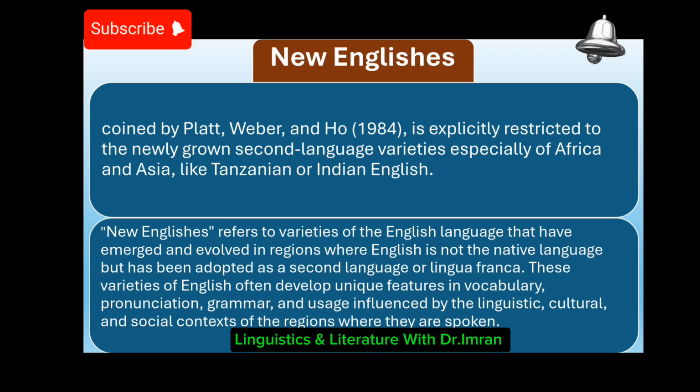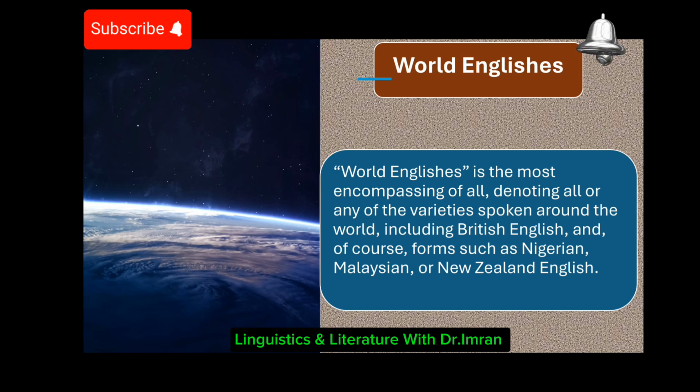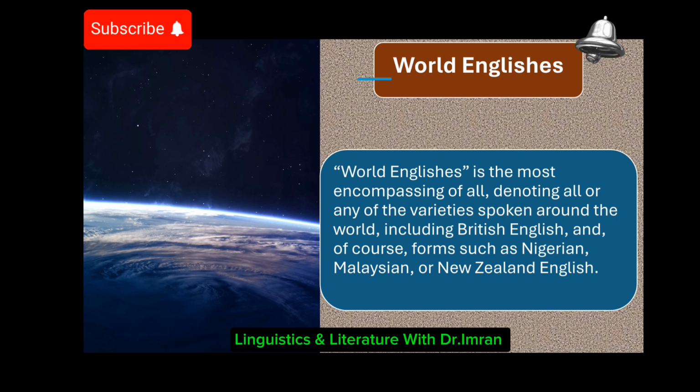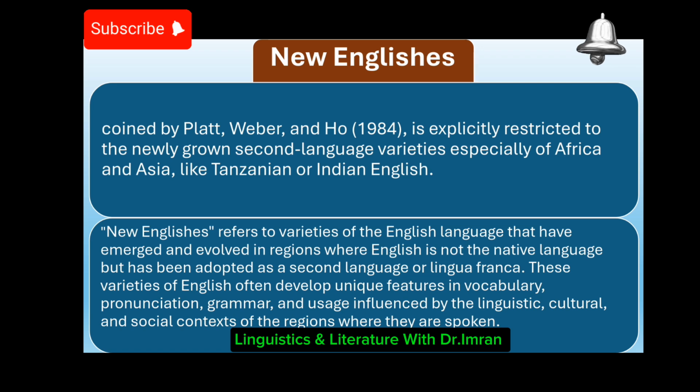So how can we differentiate between New Englishes and World Englishes? World Englishes include all varieties, whether they are spoken inside a native country or outside, while New Englishes only include those varieties of English which are spoken outside of the territory of native countries, and where English is spoken only as a second language. In World Englishes, English is both a second language and a native language, while in New Englishes, English is only a second language, not a native language.